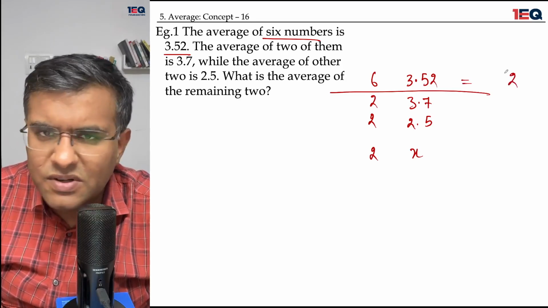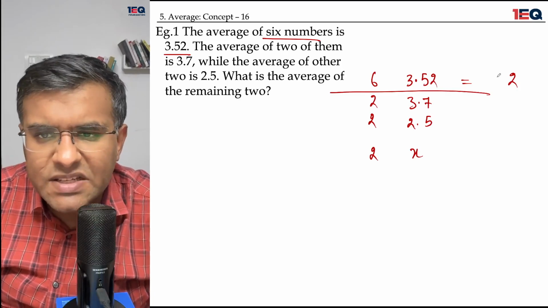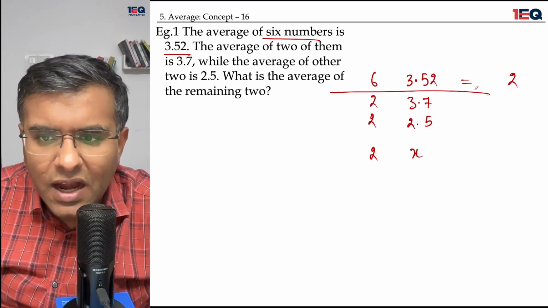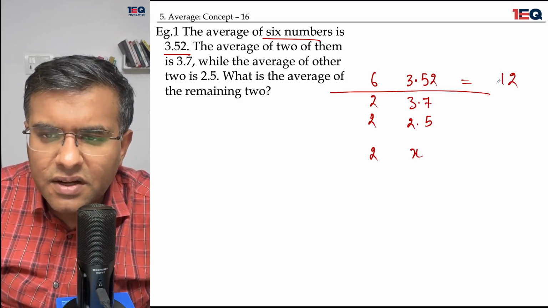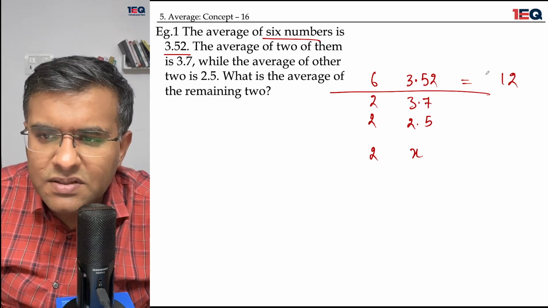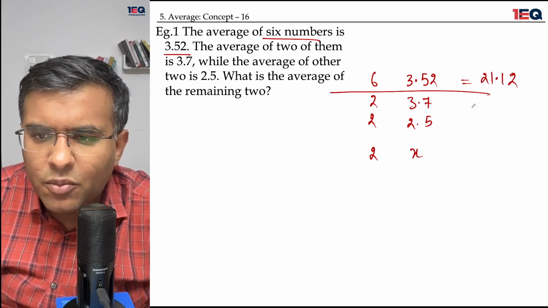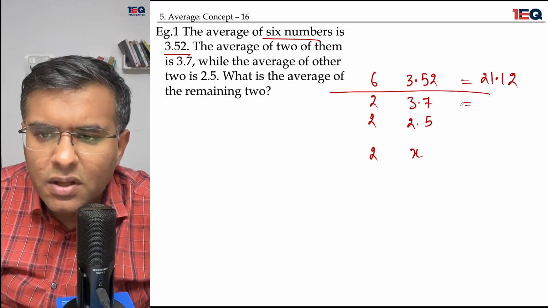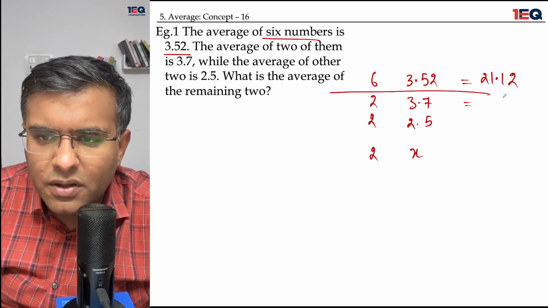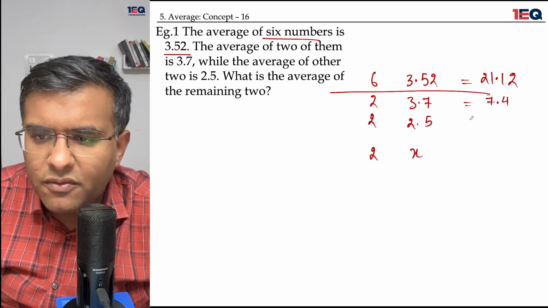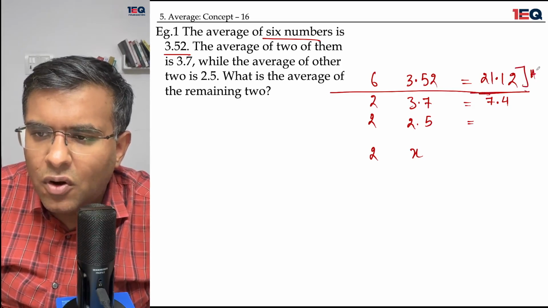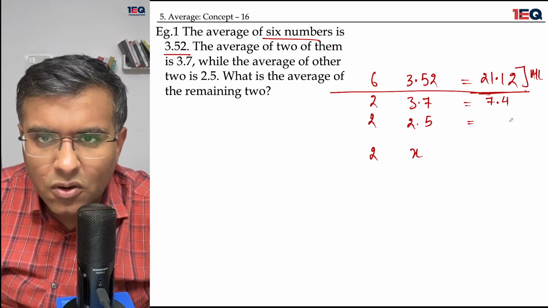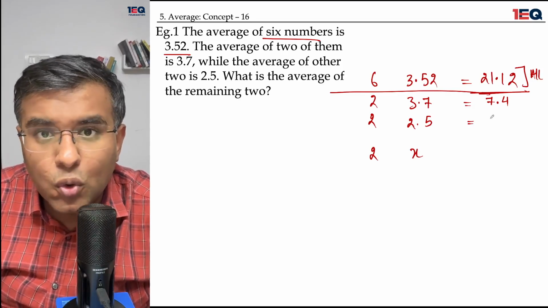6 times 12, because I haven't solved even a single question using the simple multiplications. I'll do that this time. 6 times 12: 6 5 is 30 is 31, 6 3 is 18, 18 plus 3 is 21. 21.12 is the total weight of everybody. Now when 2 is multiplied over here, this is 7.4. I am creating a division line because this is for all and this is for two each, or for two couples.